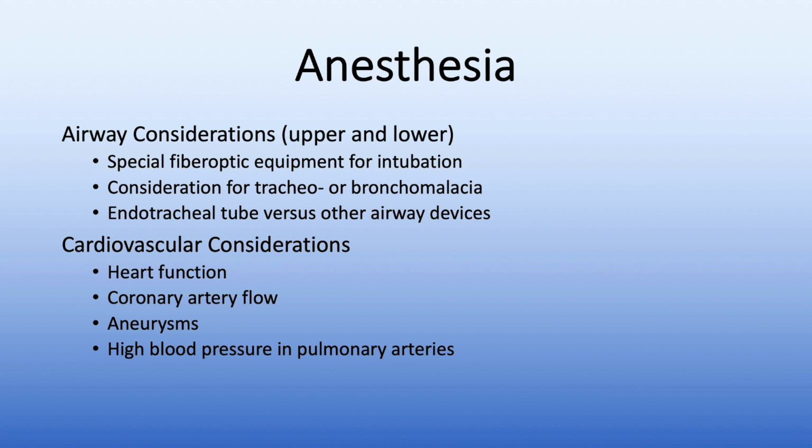With the heart, we need to know what the function is like, what their normal baseline function is like when they're running around at home. If there's any restriction to coronary artery flow, that's important because the coronary arteries can be involved as well. And if they've got some impairment of flow to the heart, they may have angina at baseline. We look for aneurysms, things that may burst if the pressure is too high. Perhaps we'd ask for better blood pressure control before they come to anesthesia. And we're also interested in that high blood pressure to the pulmonary arteries or pulmonary hypertension.